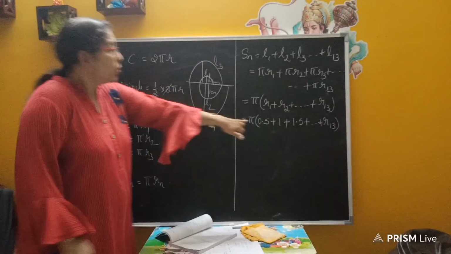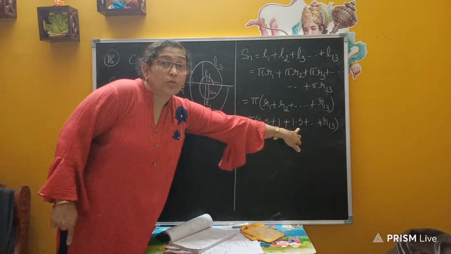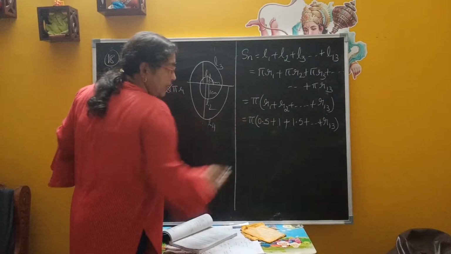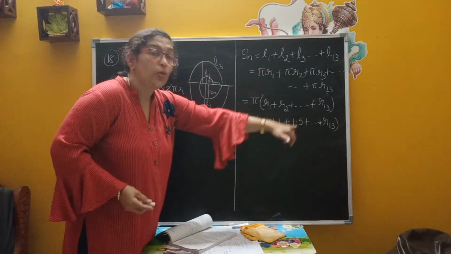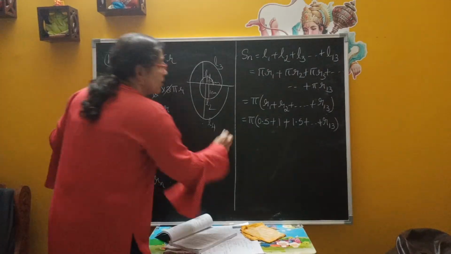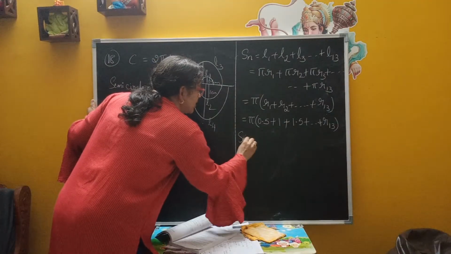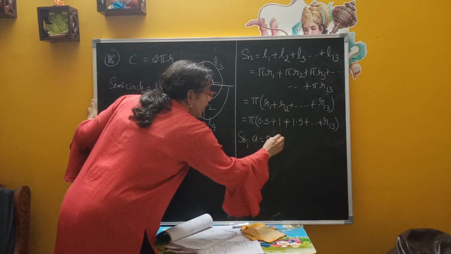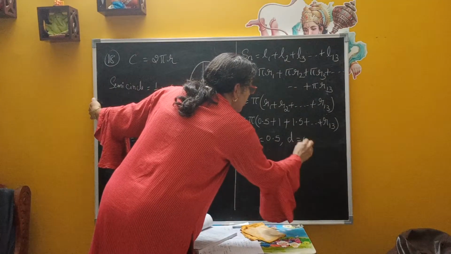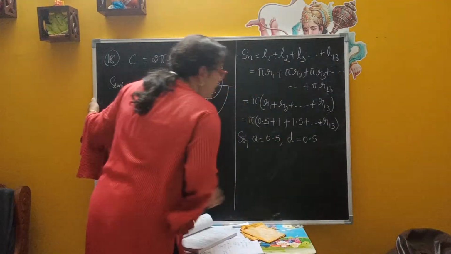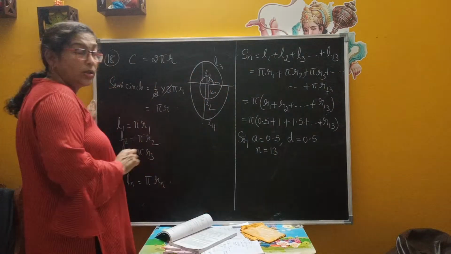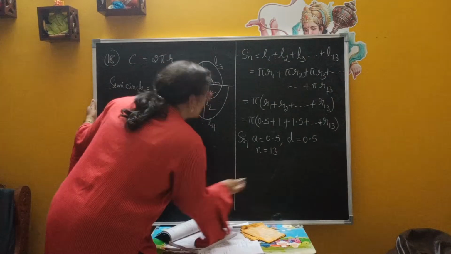You have to find the sum of this now using the formula. Now this is an AP, isn't it? 0.5, 1, 1.5, 2, 2.5, 3, like that. We get an AP. The first term a is 0.5. The common difference is also 0.5. And n is 13. So let us find S13 now.